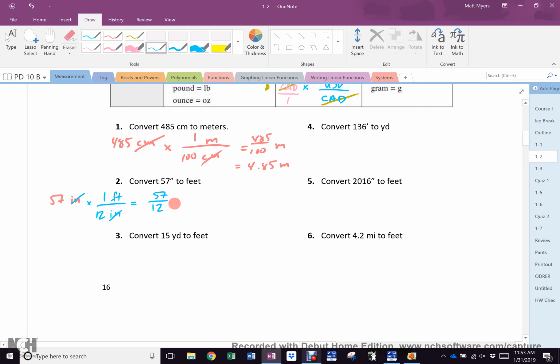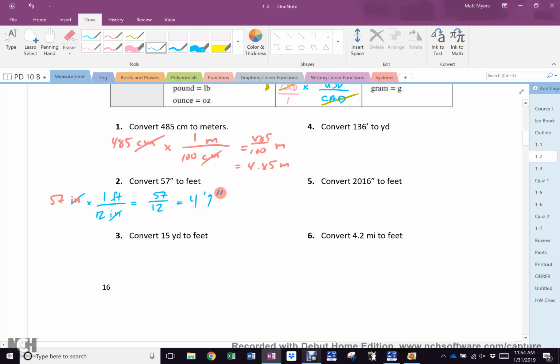Now, is that an answer? Would I say that I am 57 over 12 feet tall? No, of course not. So what must I do with this? I must do division. How many 12s go into 57? 4. So I'm going to be left with 4. How many inches does that cover? 48. How many inches must I cover? So how many inches are left over? 9. So it is 4 feet, 9 inches.